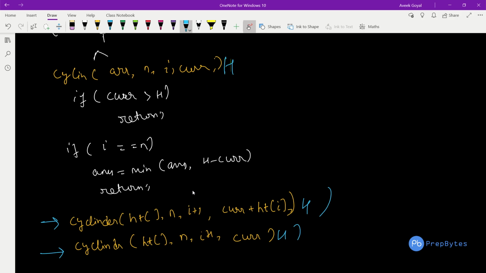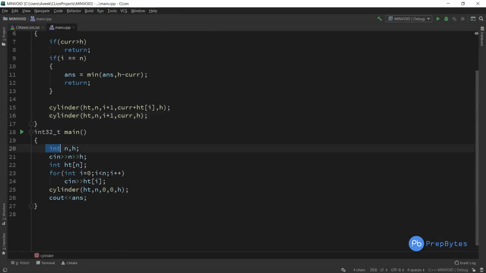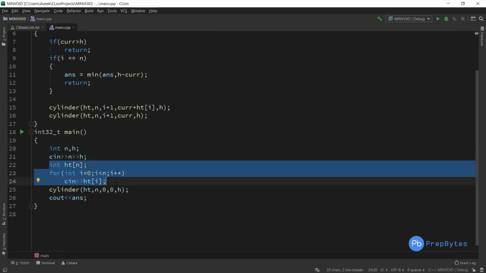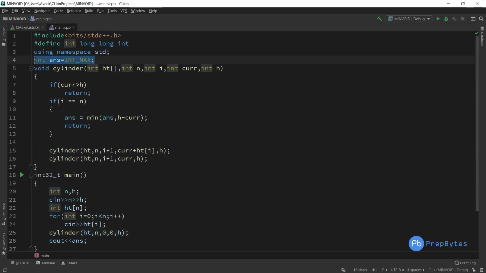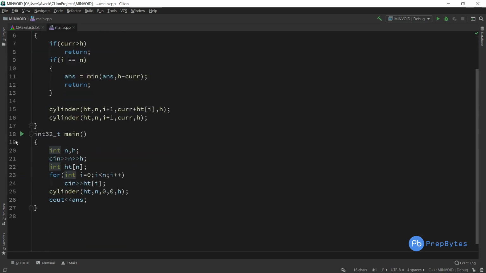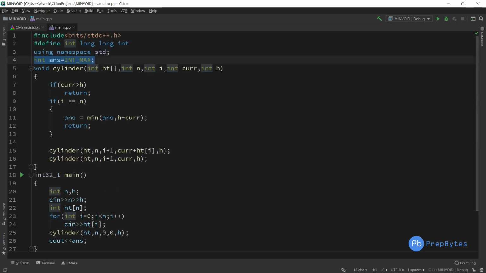So let's see the implementation for this particular question. We are taking n, the maximum height, as the input, and then we are taking the height array as the input, and then we are simply calling our cylinder function, passing the height array and the value of n. I is currently 0, that is the starting index. Currently we have no disk, so the current height is 0, and we also pass the maximum height that is possible. The answer variable is a global variable. If you do not want to use a global variable in C and C++, you can use pointers. This can be converted into Java as well, very simply. So I have just used a global variable here, answer, so no need to pass it every time.